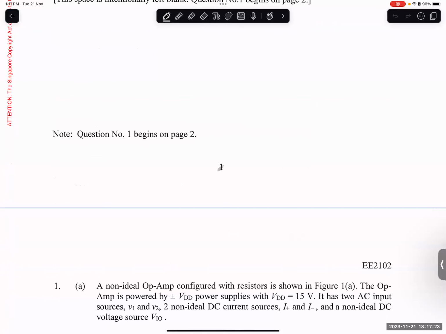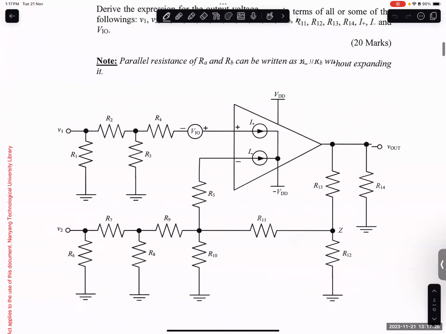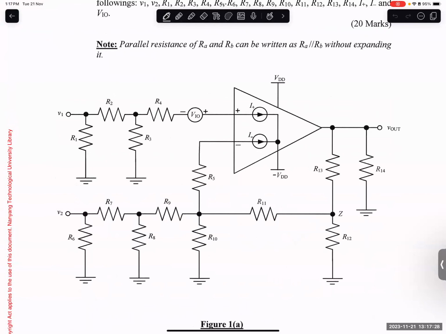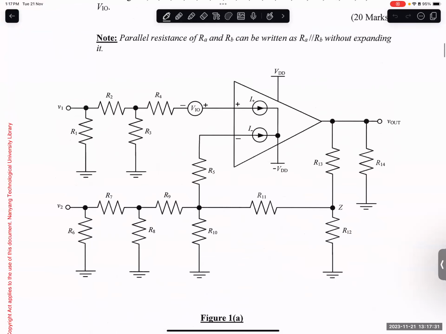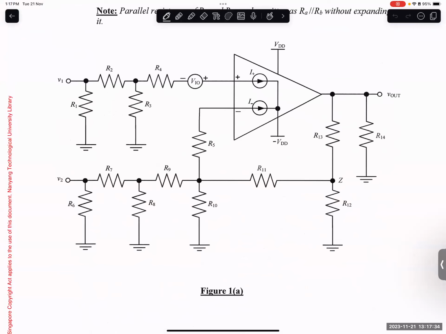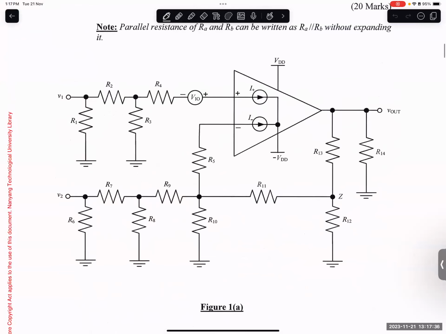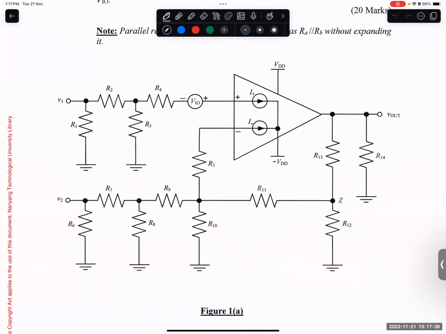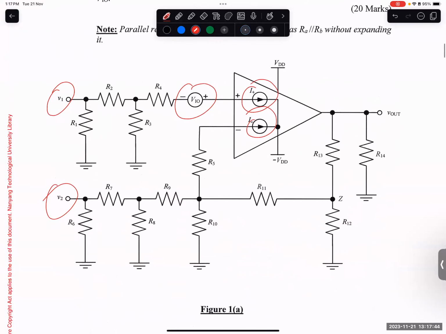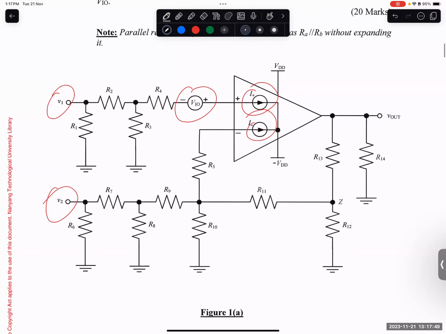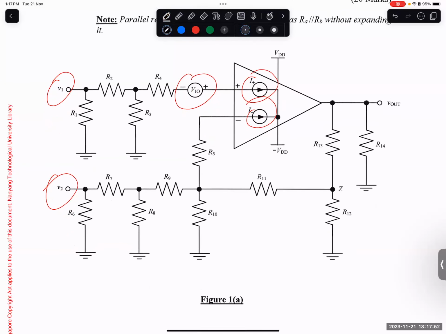Okay, let's take a look at this question. Let's get started. Okay, so now how many sources do we have? 1, 2, 3, 4, 5, right? So we do one by one. Ready? Yes.